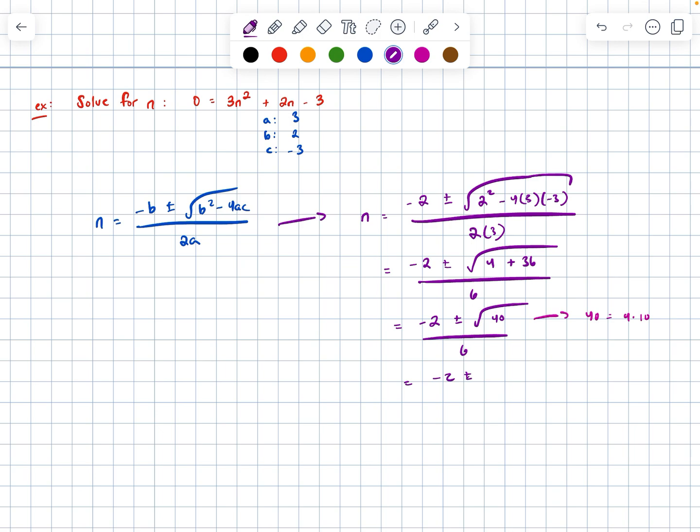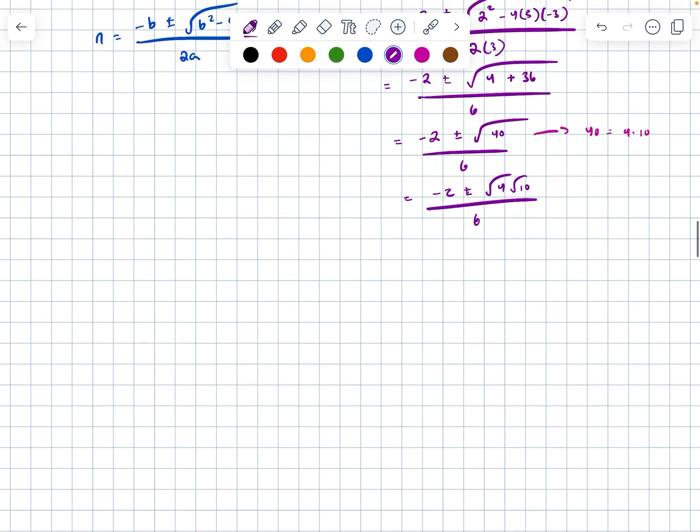So I'm going to use my properties of radicals to rewrite this as negative 2 plus or minus the square root of 4 times the square root of 10 all over 6. So I've got negative 2 plus or minus the square root of 4, which I know is 2. Smush that right back up against the root 10, all of this over 6. And now one last thing stands between me and my final answer.